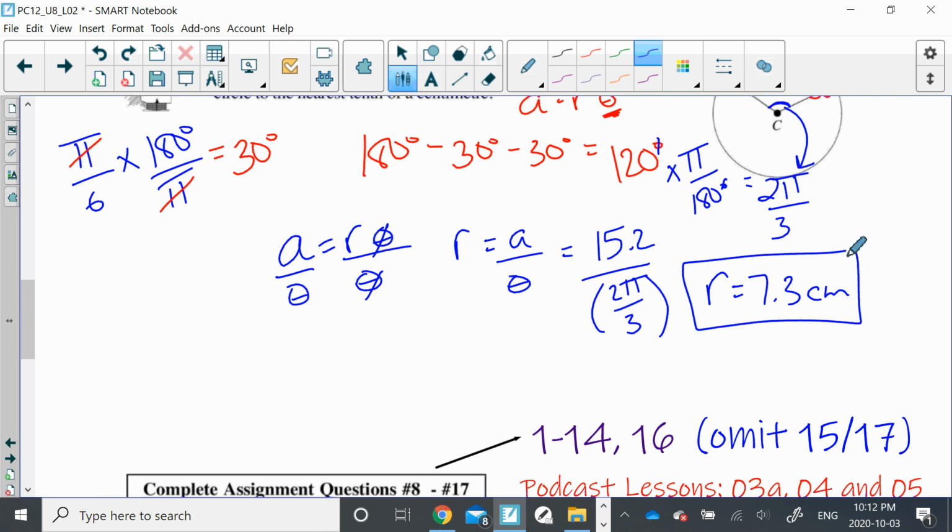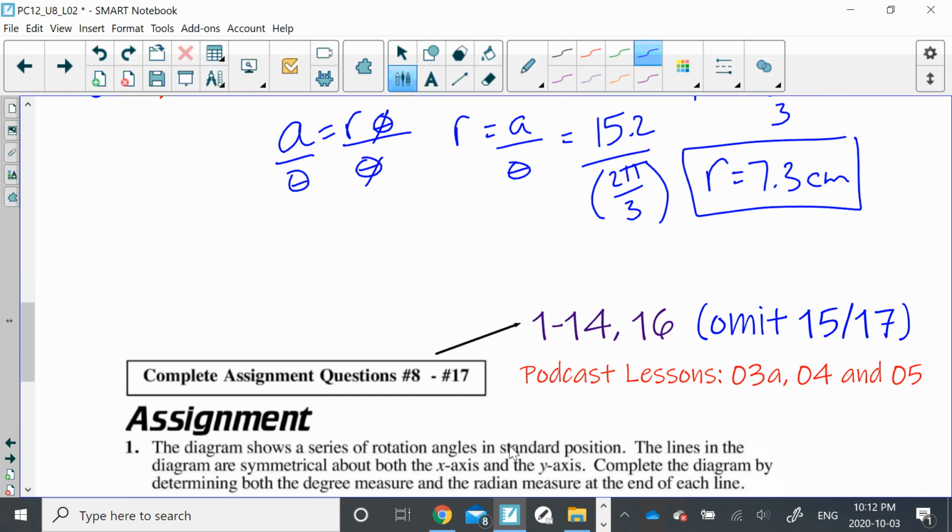Okay, so the homework for this, you should have done, I believe, 1 to 7 already in parts 1 and 2. So you're going to do for part 3 up to 14, and you'll do 16. And then the podcasts that you could watch are these corresponding podcasts here.